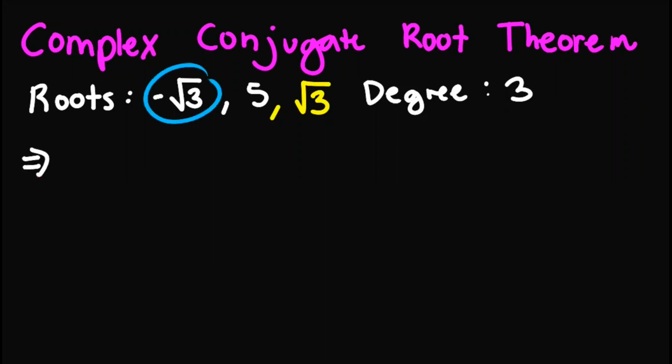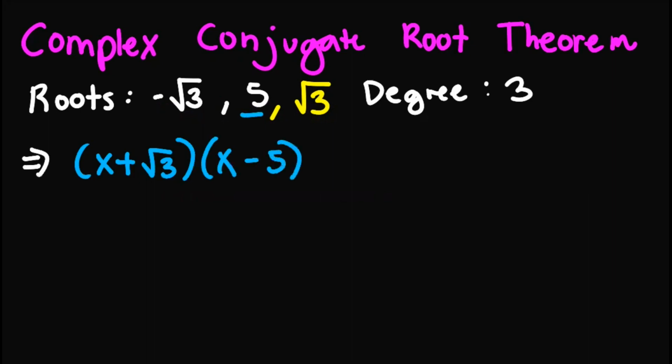So in here, you can write this as x equals negative square root of 3. Move this to the left side to obtain x plus square root of 3. Then we do the same process for the remaining roots. So for 5, we'll have x minus 5. For square root of 3, we'll have x minus square root of 3 equals 0.